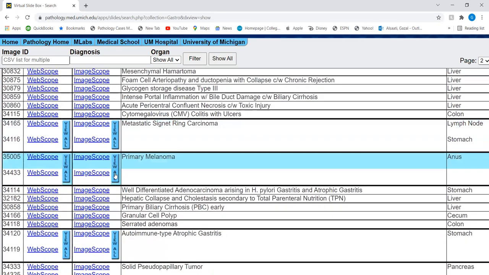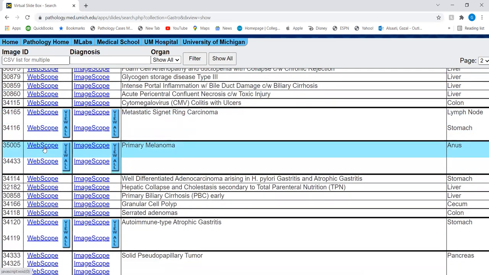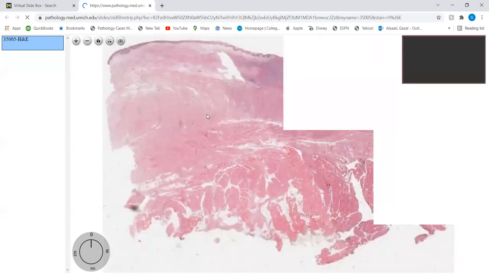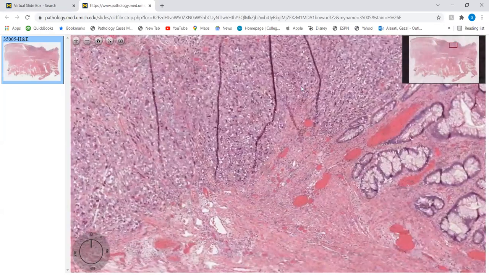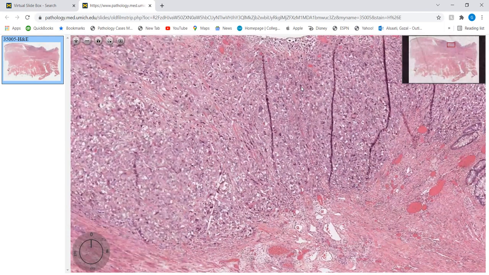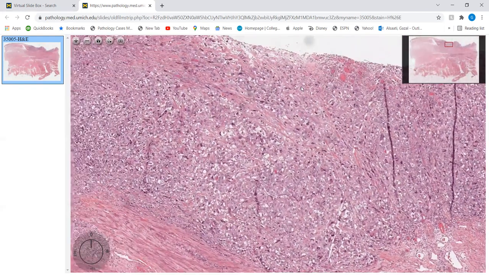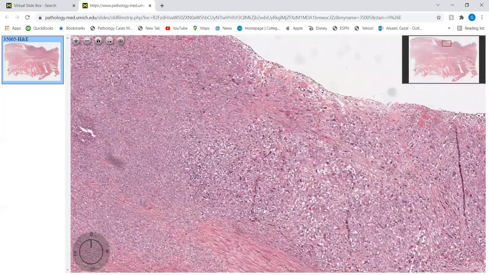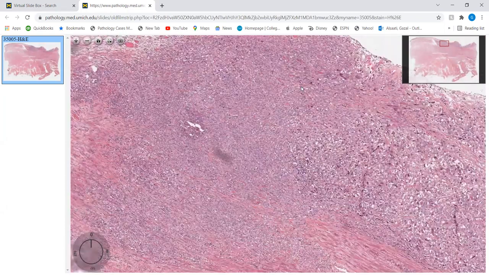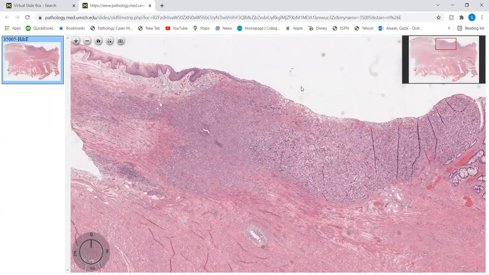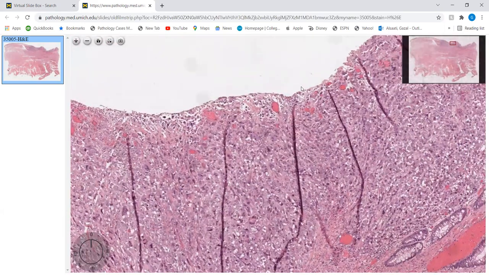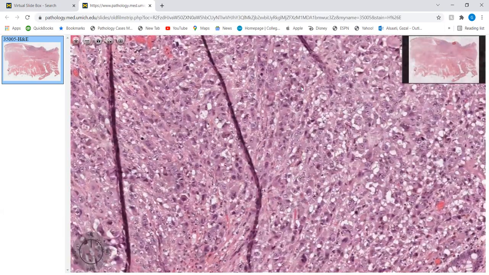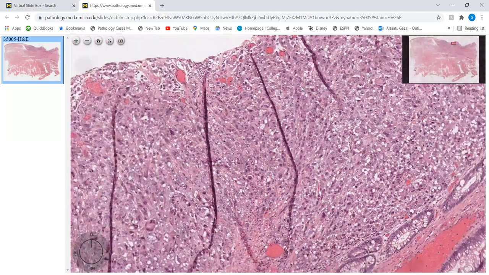Okay, anus, primary melanoma. Oh my gosh, I don't think I'll be able to make that diagnosis with skin, but I will try. Okay, not too difficult, right? You're gonna do all your stains, SOX10, Melan-A, whatever. But this is definitely a neoplastic process in the squamous mucosa of the anus. It's definitely malignant, right?